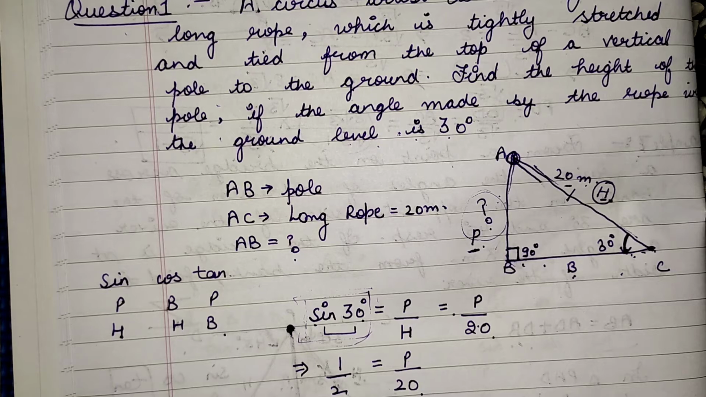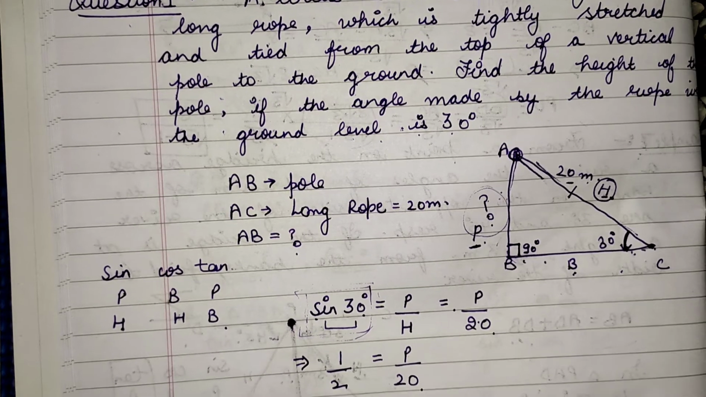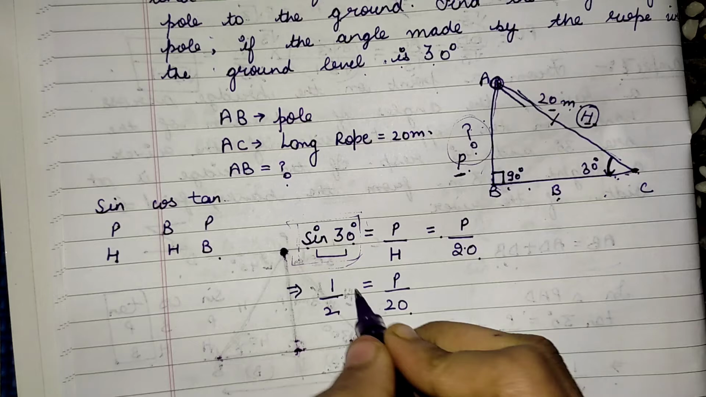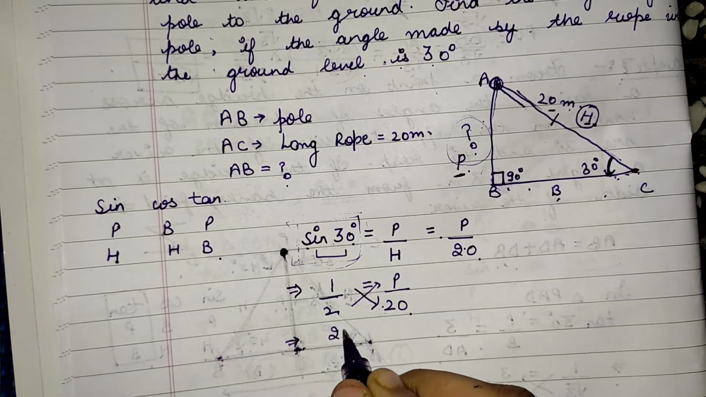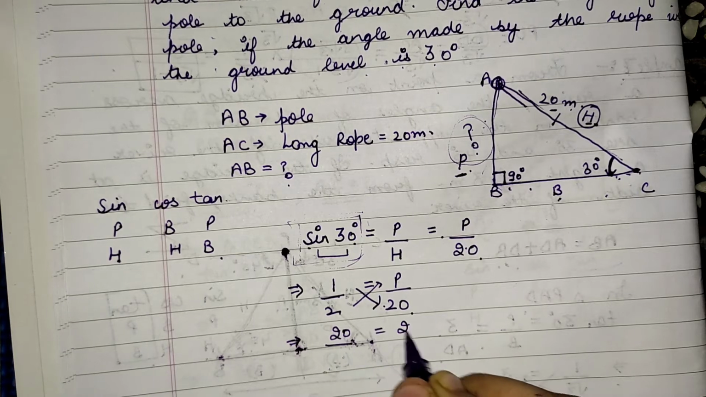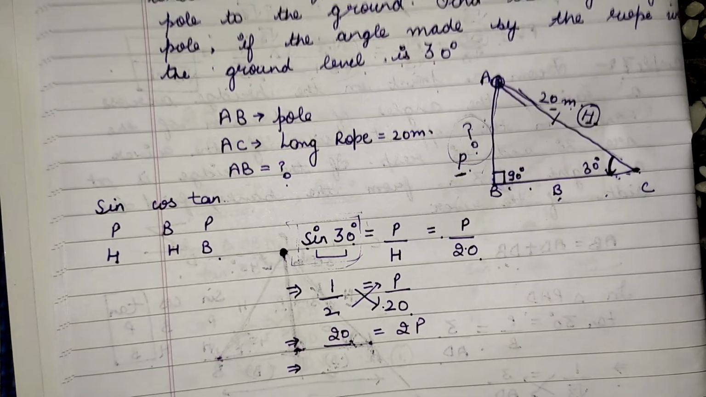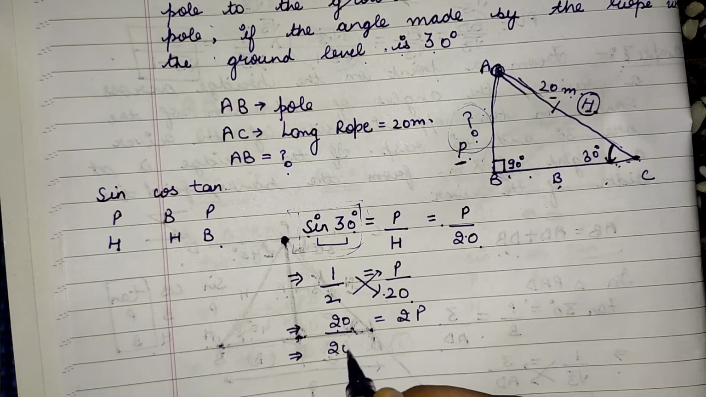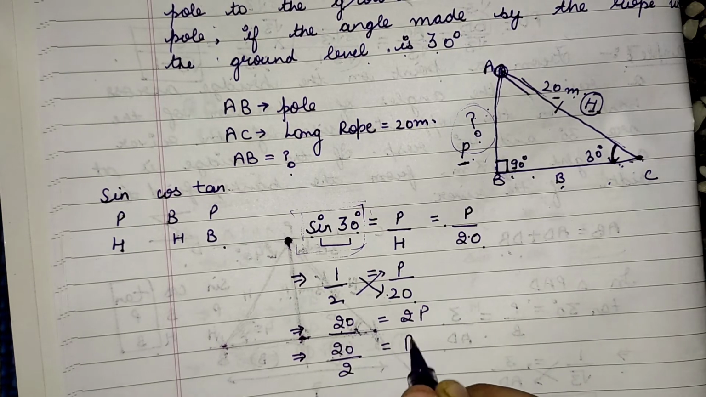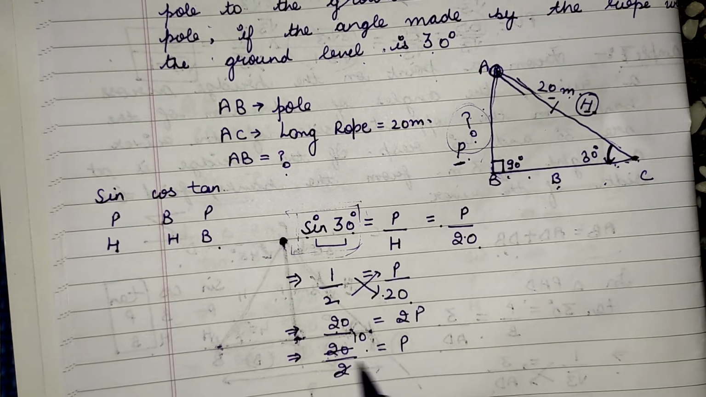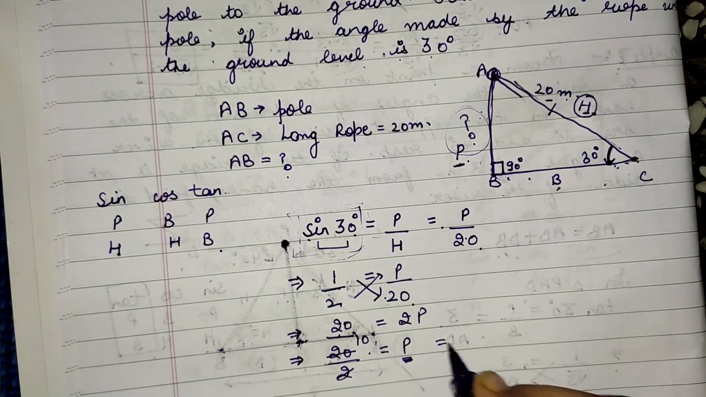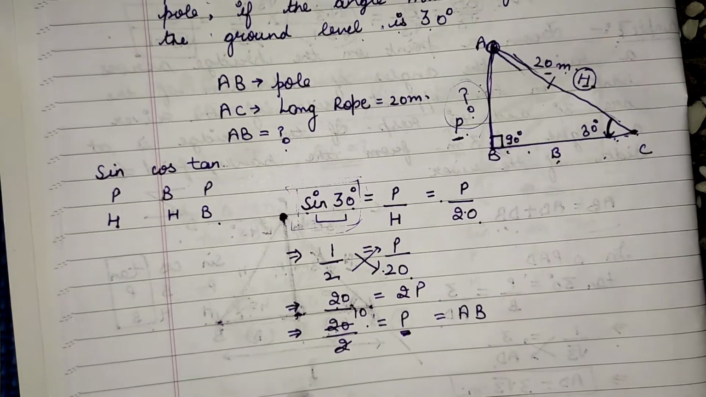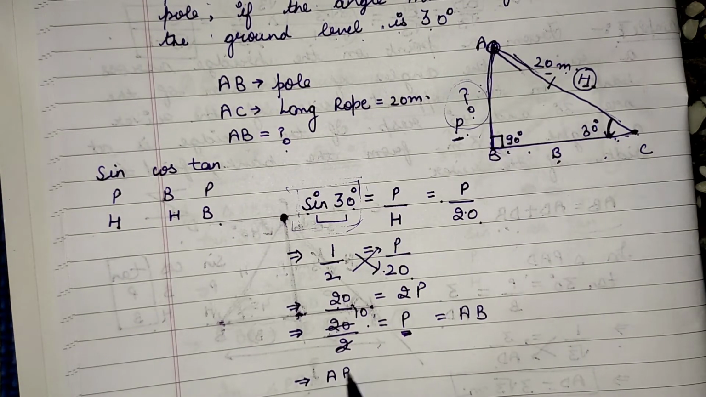If you do cross multiplication here, you will get 20 is equal to 2P. Now divide 20 by 2, and you will get 10 meters. The perpendicular is my AB. So that means the height of the pole is equal to 10 meters.